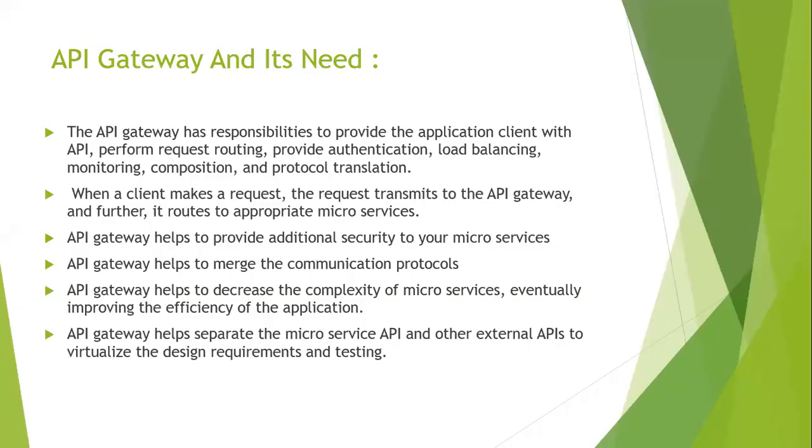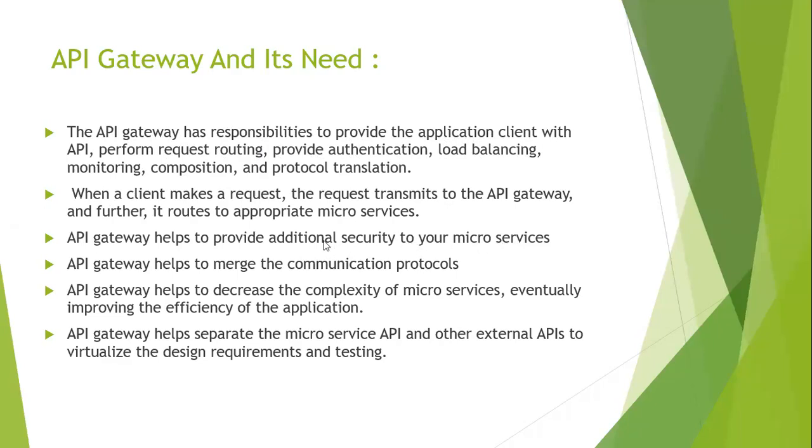Next point is the API gateway. It has responsibilities to provide the application client with an API, perform request routing, provide authentication, load balancing, monitoring, composition, and protocol translation. All of those responsibilities will be taken care of by the API gateway. And the API gateway helps to provide additional security to your microservices.